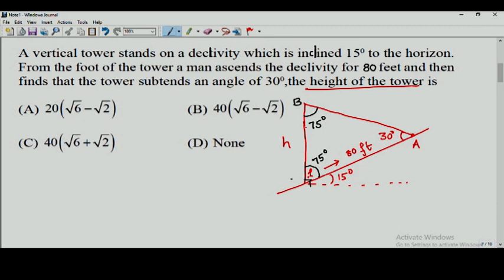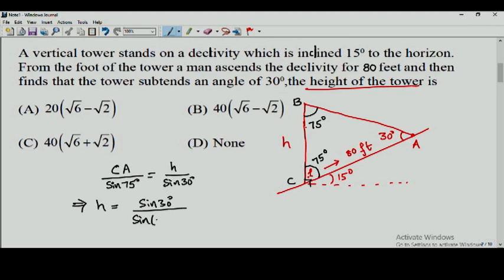Now, let us assume the triangle is ABC. Now apply the sine rule in triangle ABC. CA by sin 75 is equal to the opposite side BC, h, by sin 30 degrees. So if we can find the sin 75 value, we will get the answer. Therefore, h is sin 30 divided by sin 75 into CA.